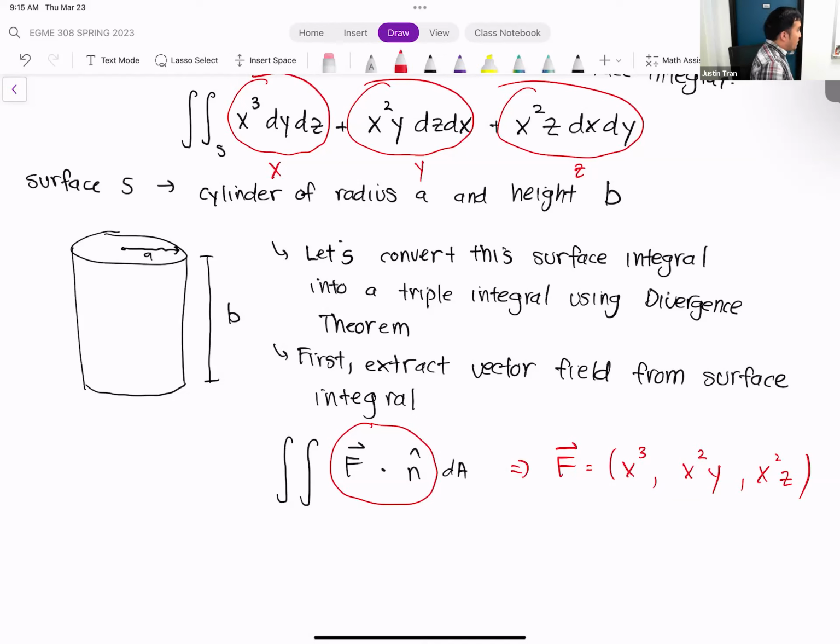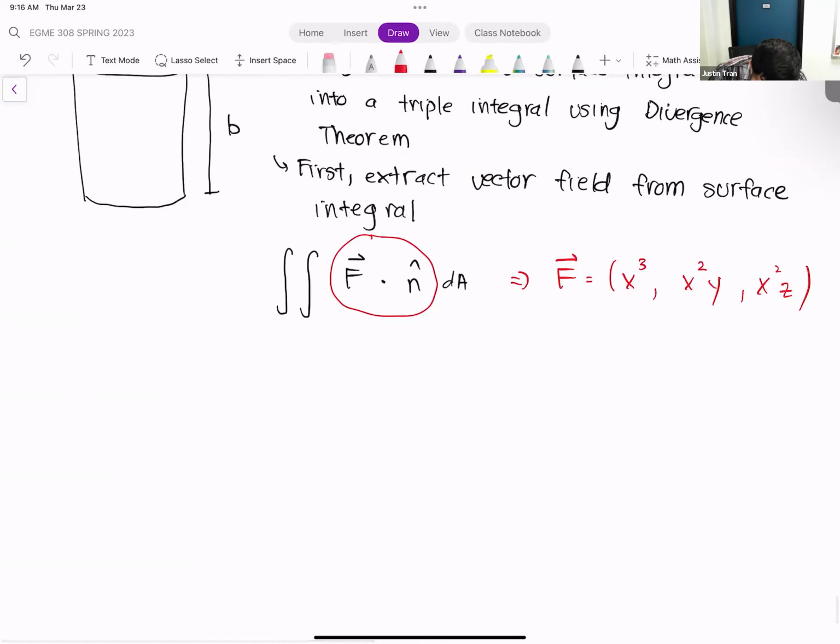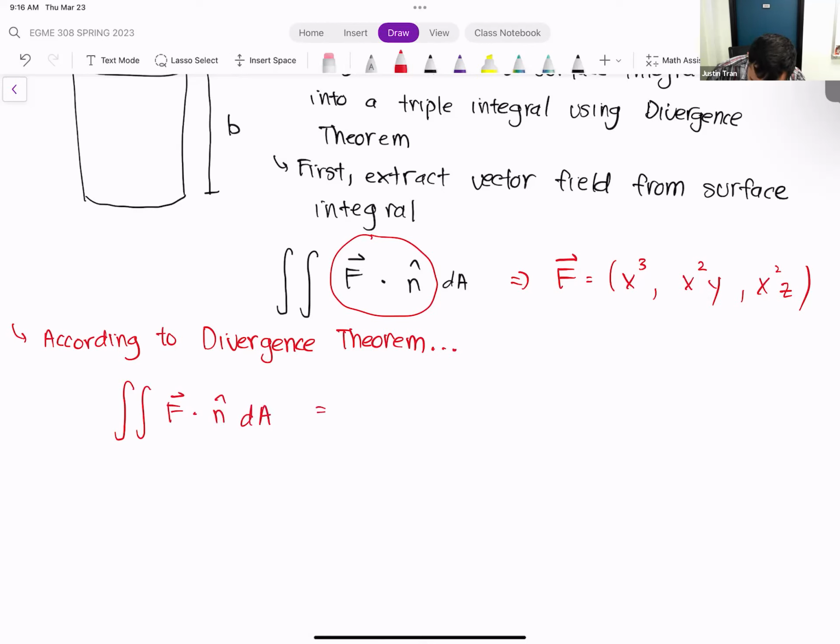All right. So now that we have the vector field, let's plug this into the divergence theorem. According to the divergence theorem, our surface integral is going to be equal to a triple integral of the divergence of F. And so our next step is going to be to compute the divergence of F. So we have F here, so let's go ahead and take its divergence.